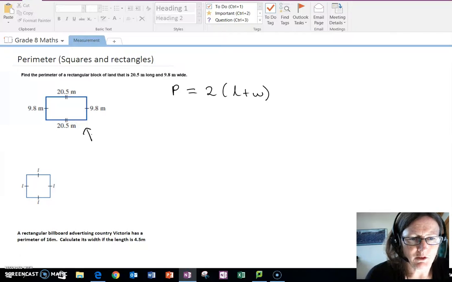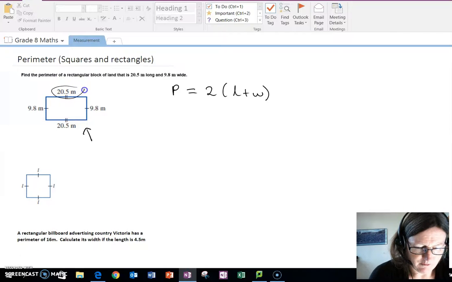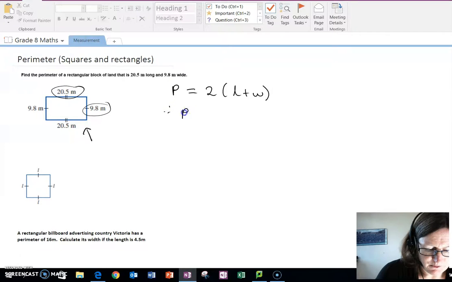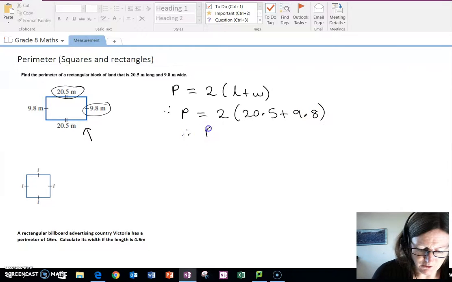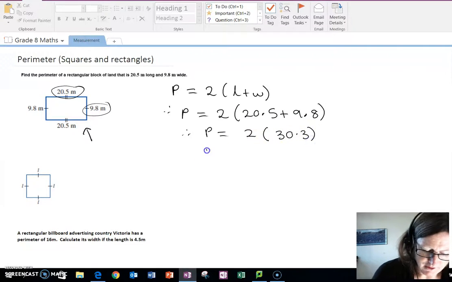find the perimeter of a rectangular block of land. It's 20.5 meters long and 9.8 meters wide. So what we can do with the formula is we simply substitute in. We put down 2 brackets, the length is 20.5 and we add the width, which is 9.8. We then add the two things in the brackets together, 20.5 plus 9.8, which is 30.3, and then 2 lots of 30.3 is 60.6 meters.